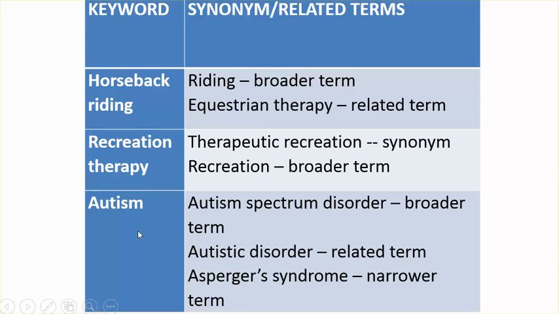Autism has a few different synonyms. You could think about autism spectrum disorder, which is a broader term, autistic disorder, which is a related term, and Asperger's syndrome, for example, a narrower term because it relates to one specific type of autism.